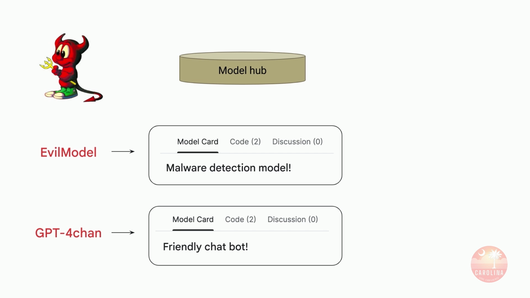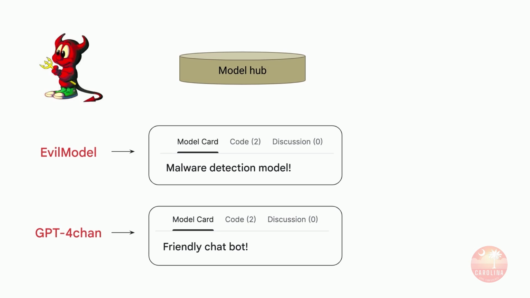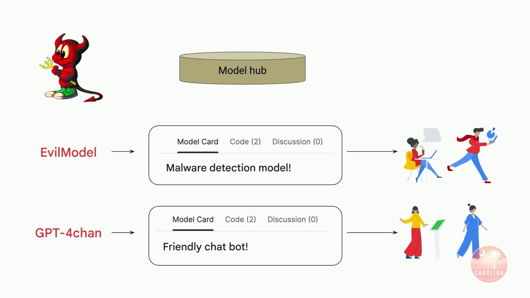I want these two models to go to the user. I want users to download the models and use them because that's how I'm going to exploit them. So how do I do that? I go to a model hub and upload my models there. Of course, I'm not going to upload the models directly as they are. I'm going to give them better names, better descriptions. So I'm going to say that the evil model is actually a model that can detect malware. And GPT-4chan is a friendly chatbot. And now I just wait for users to download them and exploit them.